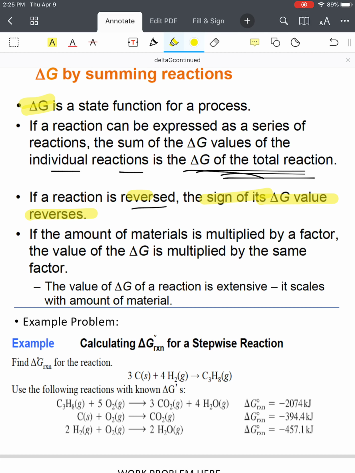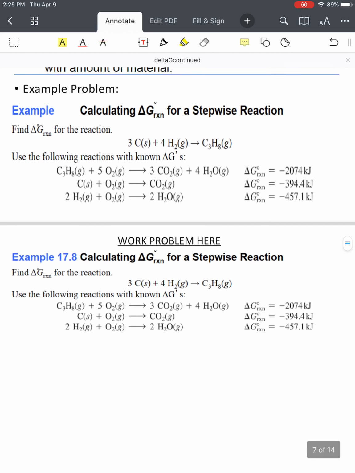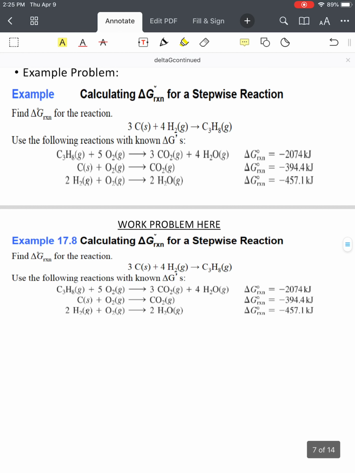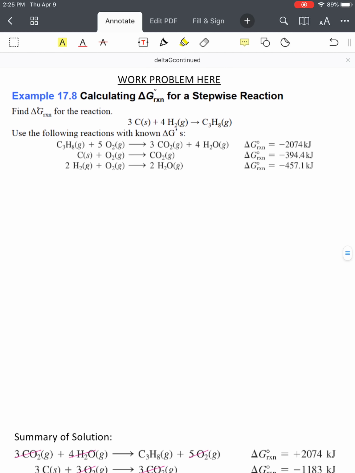Now what if the amount of materials has to be multiplied by a factor? Well, it turns out that if you do that, the value of delta G is multiplied by that same factor. So these rules are essentially exactly the same as the ones that you used earlier for your calculation with delta H. It's the same summation principle as we've seen earlier. There's not a whole lot that's different about it, okay? So what I'd like us to do then to try to familiarize ourselves with this concept, why not work a sample problem, okay?